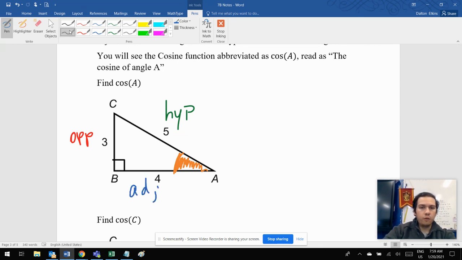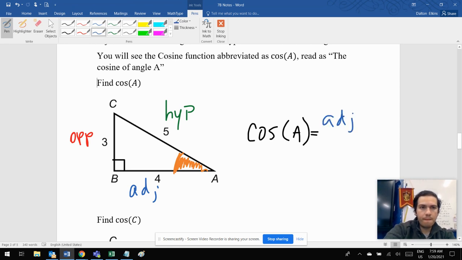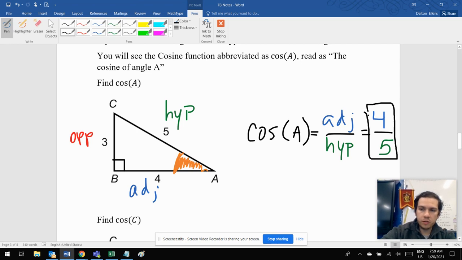Okay. So the cosine of A is equal to the adjacent side over the hypotenuse. The adjacent side has a length of 4. And the hypotenuse has a length of 5. So the cosine of this angle A is 4 over 5. It is 4/5. And that's it. That's exactly how you do cosine.